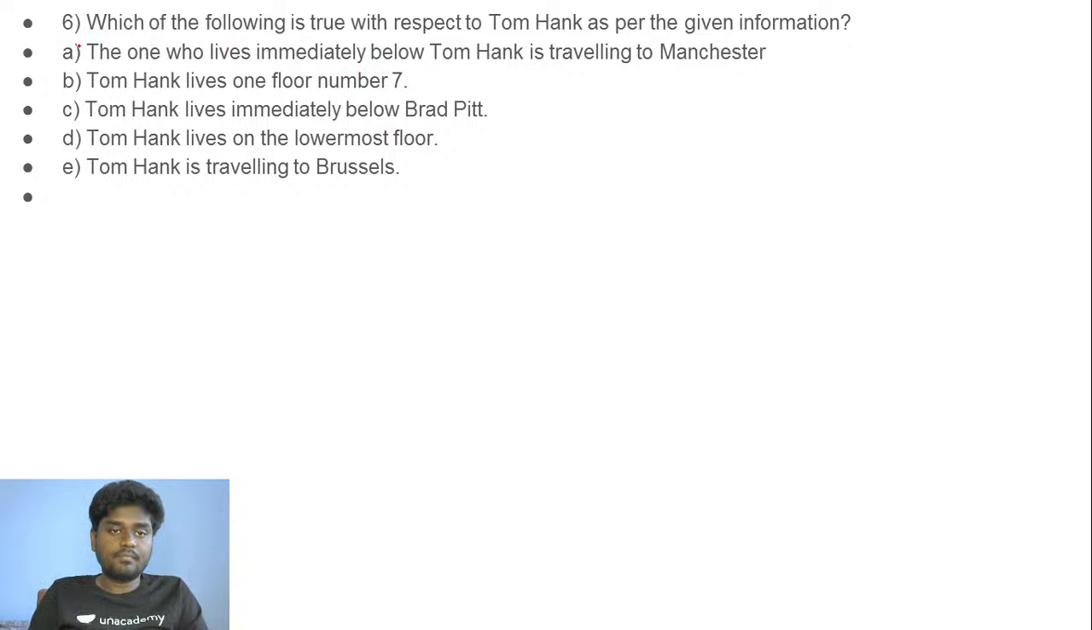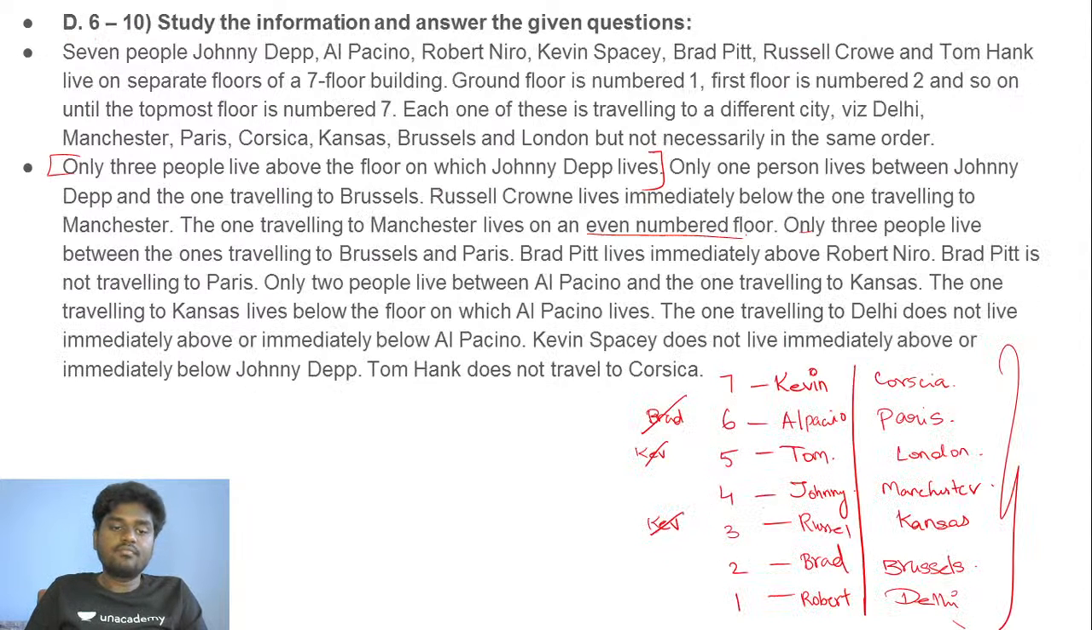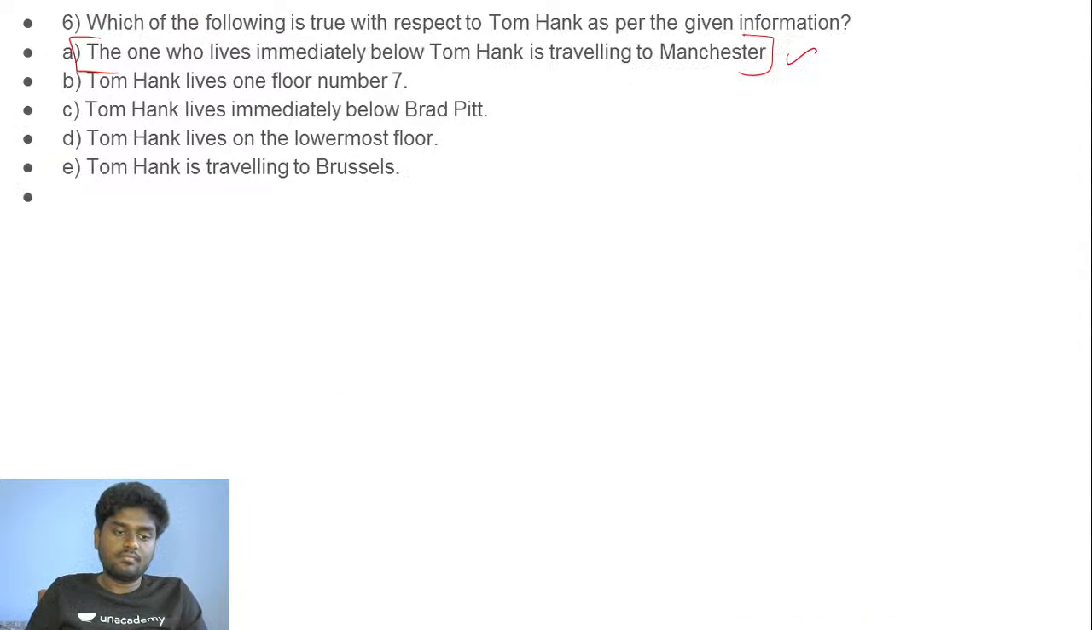So I would say the one who is immediately below Tom Hanks. Who's that fellow? He is Johnny. He is traveling to Manchester. So I would say the exact right option is option A for the sixth one. And go for the next question.